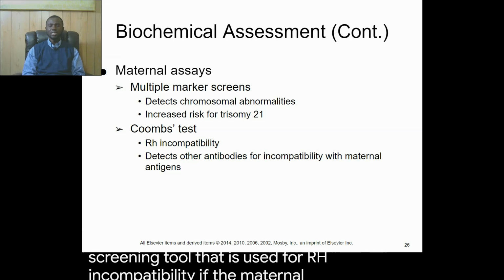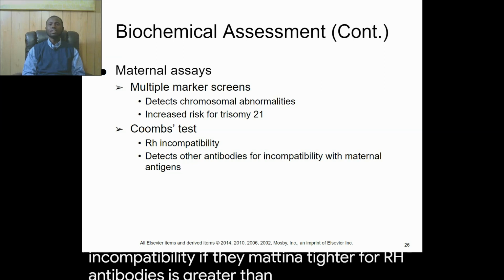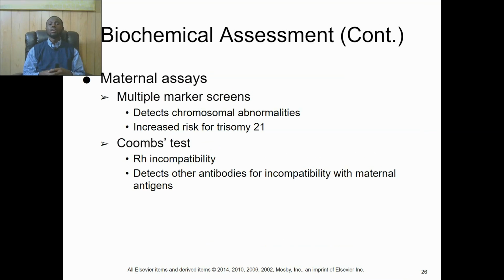If the maternal titer for Rh antibodies is greater than 1:8, amniocentesis is used for determination of the amount of bilirubin in the amniotic fluid, and this is indicated to establish the severity of fetal hemolytic anemia. So if you obtain a result that is 1 to 8, then you know that there is some hemolytic disorder going on.